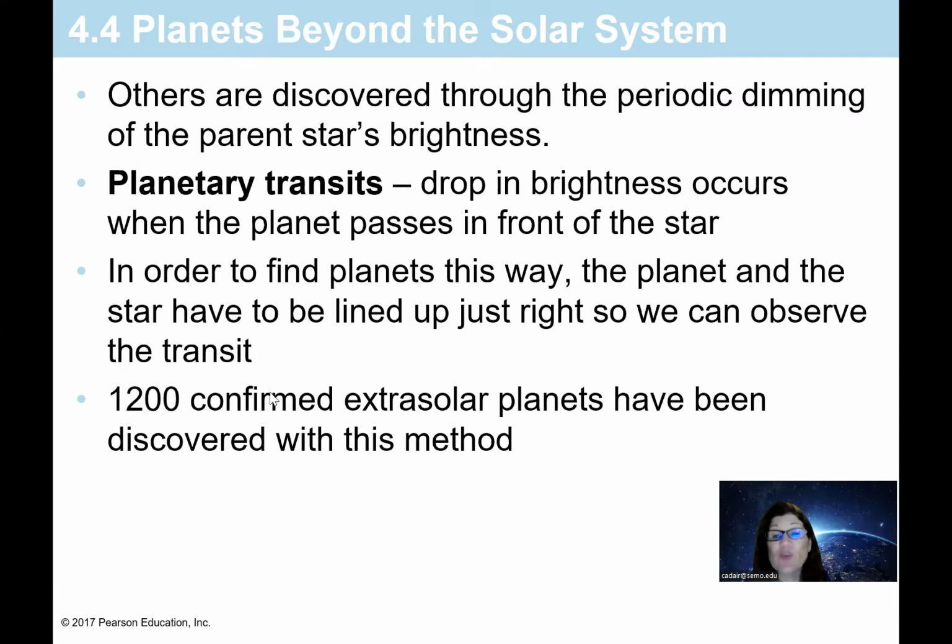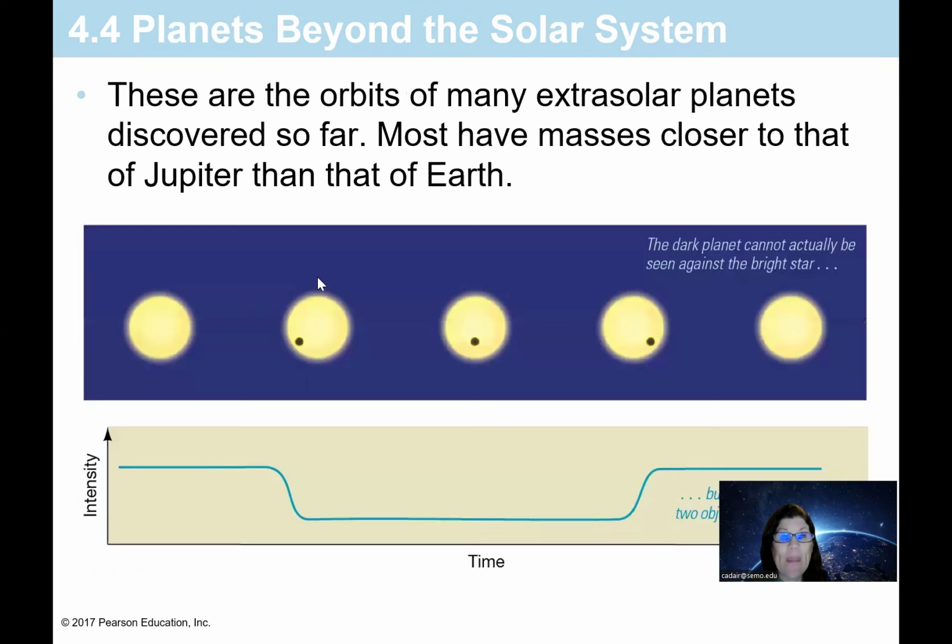We've discovered about 1,200 exoplanets this way. Pretty cool. So this is sort of a representation. The orbits have to be lined up just so, and most of the masses are closer to Jupiter than Earth in order to affect this.